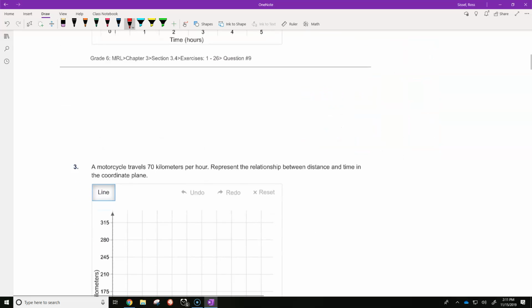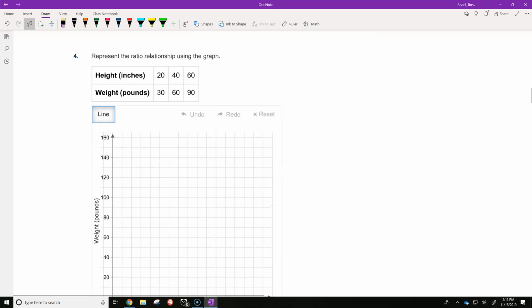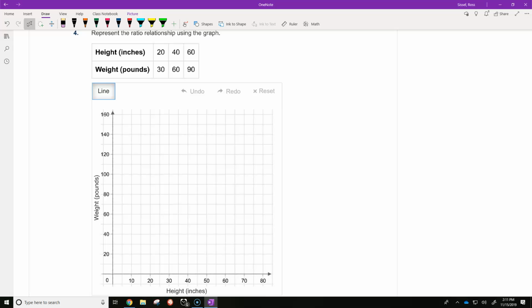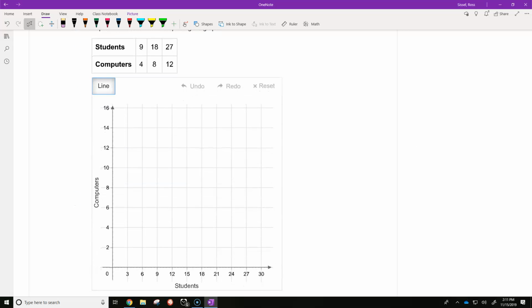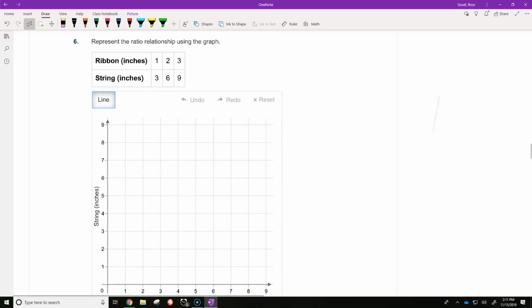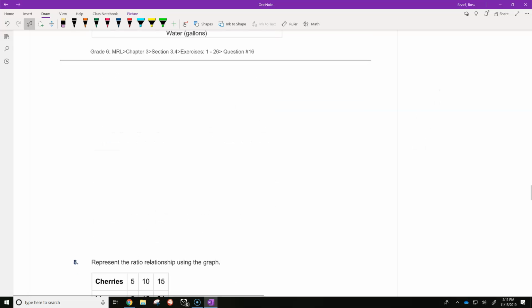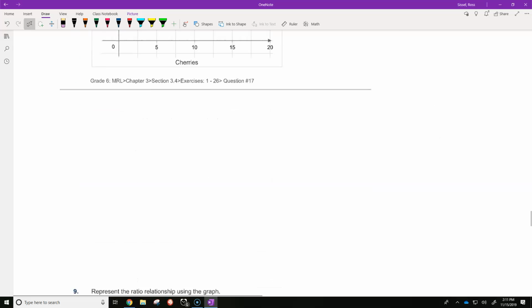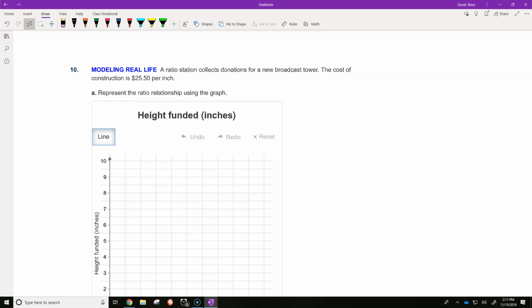On number 3, is there a table? No. So you need to create one on your notes. Number 4, is there a table? Nope. All you have to do is graph, no work. Number 5, do you need to show work? No, just graph. Number 6? No, just graph. Number 7, no, just graph. Number 8, no. Number 9, no. Number 10, yes. 4 questions you have to show work on.